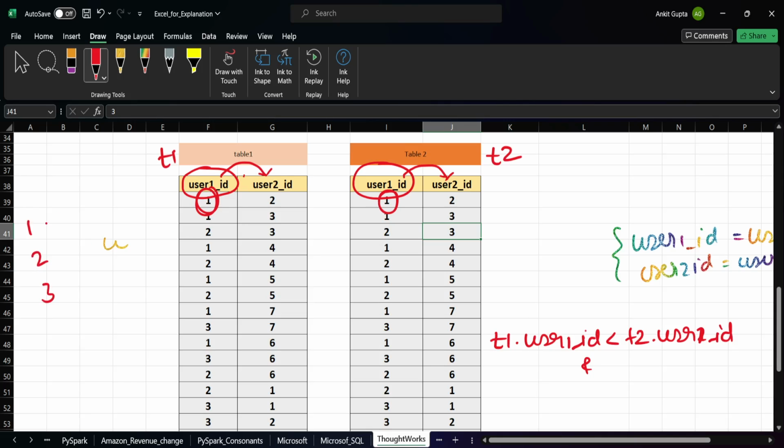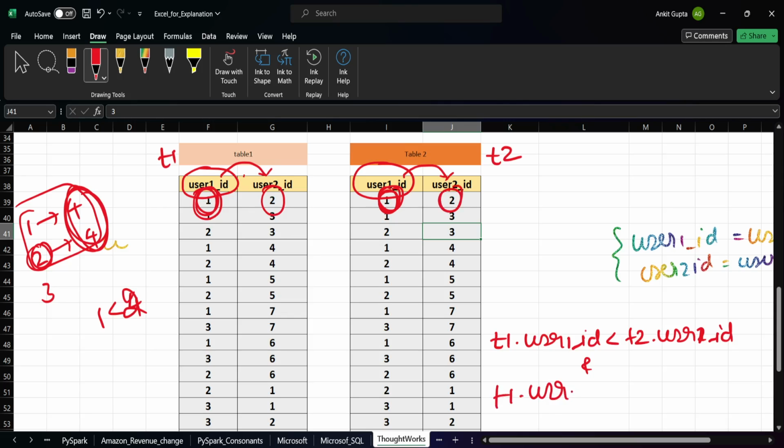And the second condition would be, like, if 1 2 3, we have three people, and one is saying, hey, my friend is 4, 2 is also saying my friend is 4, then the condition would be 1 should be less than 4, 1 should be less than 2, and these two guys should be same, right? Similarly, I'm saying user 1 ID is less than user 1 ID of the second table, and these two guys should be same, right? So the condition would be table 1 dot user 2 ID should be equal to table 2 dot user 2 ID, right? So this is the condition basically we need to write in the code.